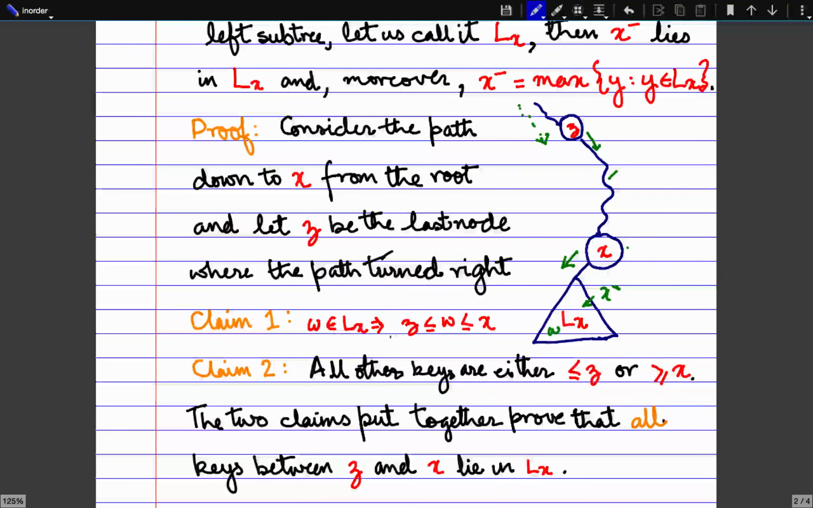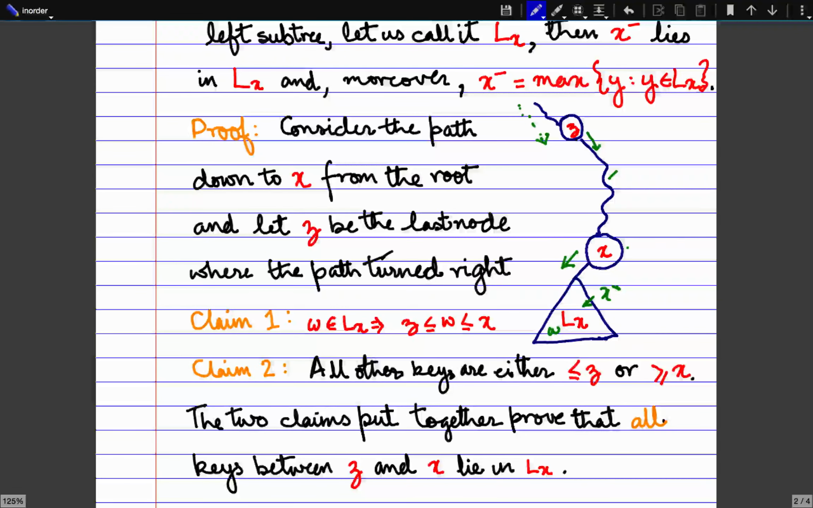Note that claim 1 tells us that Lx is less than X, and also that there is this particular node Z which is a witness for the fact that the keys in Lx are the ones which are most immediately below X. Z, by the way, could be minus infinity. There need not be a Z which makes a right turn down on the path towards X. In that case, the only keys that are less than X are those in Lx.